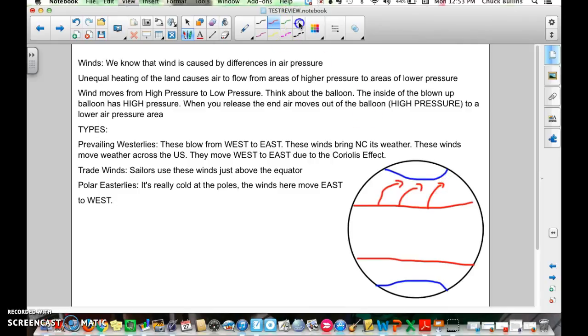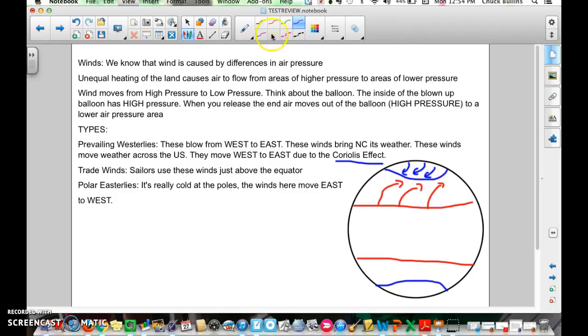Now the cold air in the poles is going to sink, and it's going to move from the east to the west. Now the curvature of these winds is due to the Coriolis Effect. Now the Coriolis Effect is something that I'm not too sure that you'll see on the test, but it's something I need you to remember. We talked about that's why the winds curve.